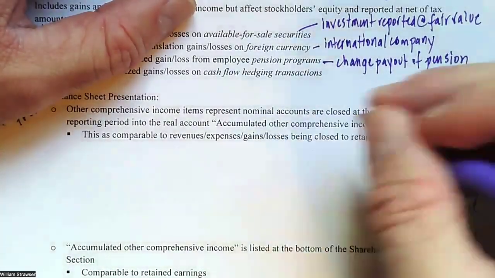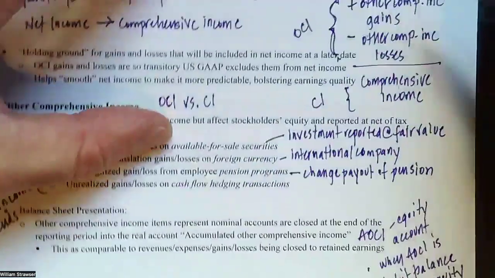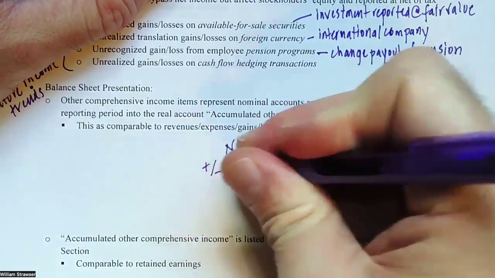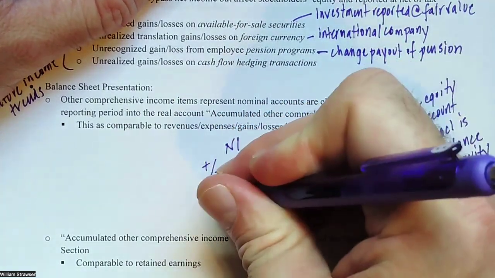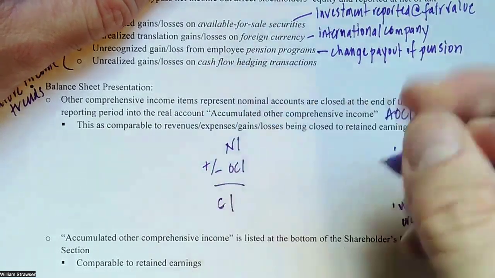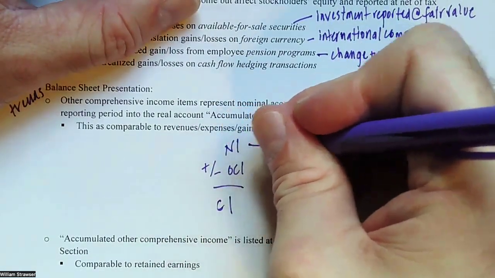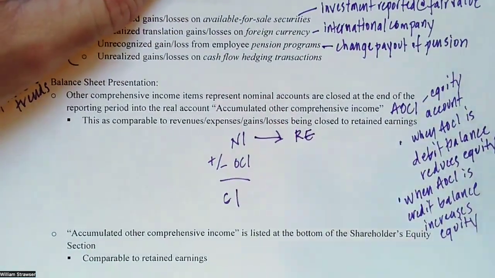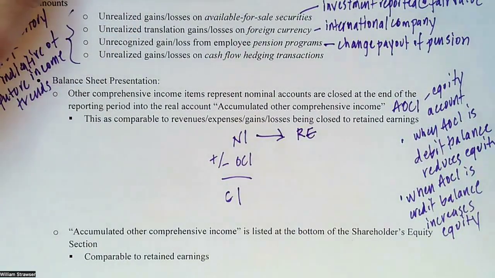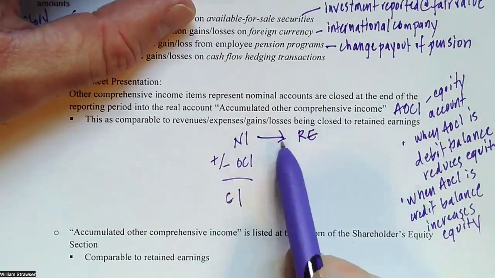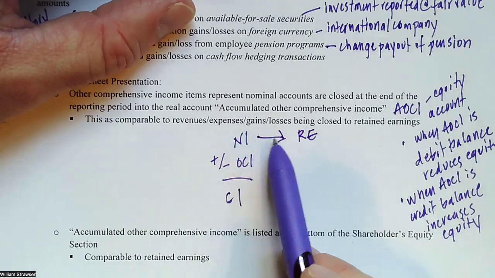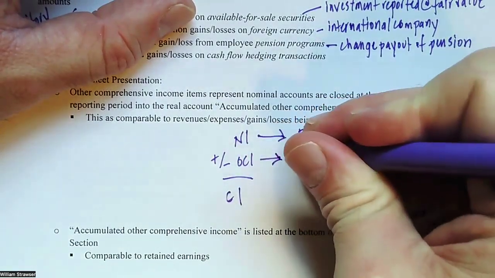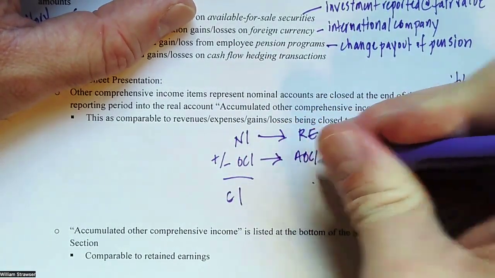One way to think about it is, if we take what I wrote up here, net income plus or minus OCI gives me CI. Net income gets closed out to retained earnings. So all the revenues and expenses and the gains and losses that went into net income, those we close to an income summary. Then we close that to retained earnings. OCI items go directly to AOCI, closed the same way.